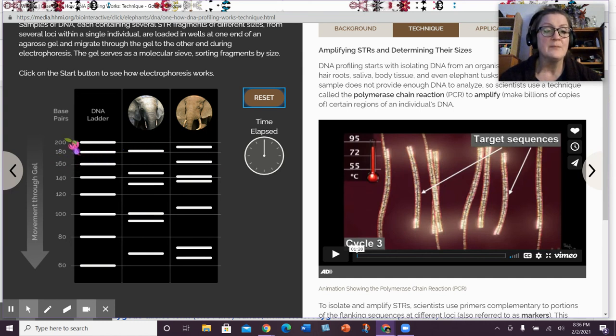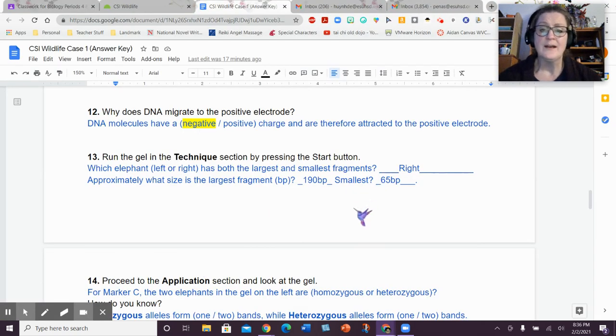My markers here are between 200 and 180, so if you guesstimate about 190 base pairs, that would be roughly correct. The smallest piece of DNA is way down here, and it is somewhere between 60 and 80, not exactly half, so we might want to call that like 65. All right? So it's the elephant on the right that has both the largest and the smallest, and the approximate size is 190 for the largest and 65 base pairs for the smallest.